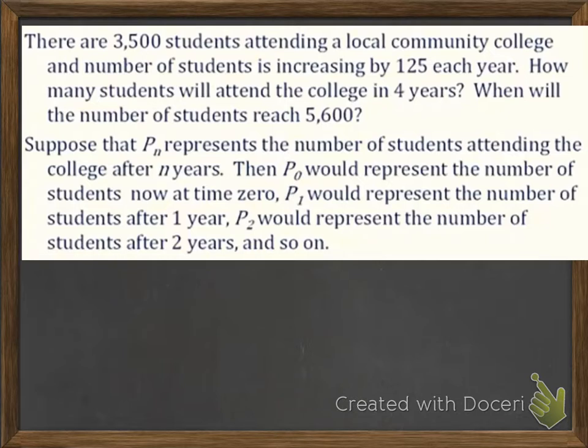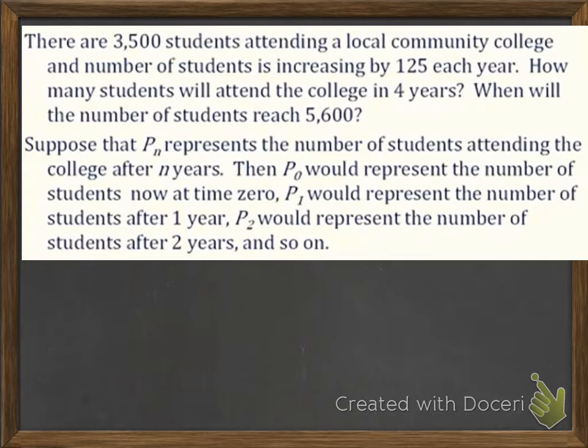Here's an example of a problem. There are 3,500 students attending a local community college, and the number of students is increasing by 125 each year. How many students will attend the college in 4 years? And when will the number of students reach 5,600? So let's look at this problem.